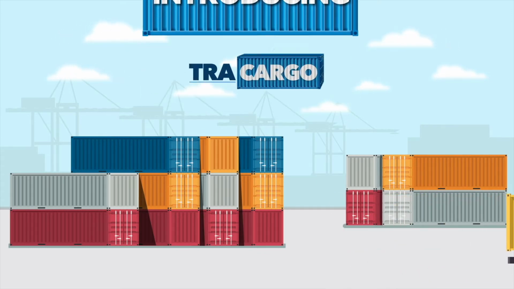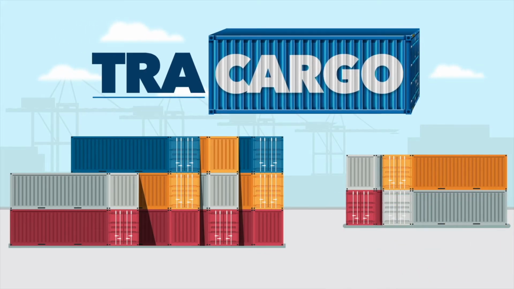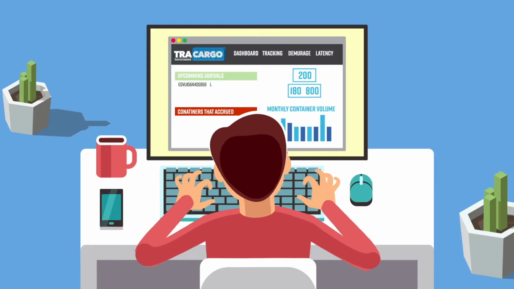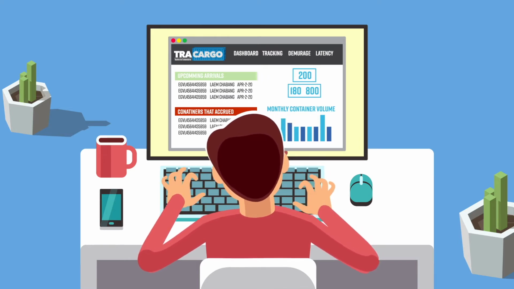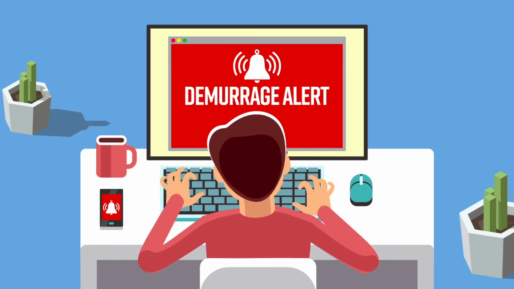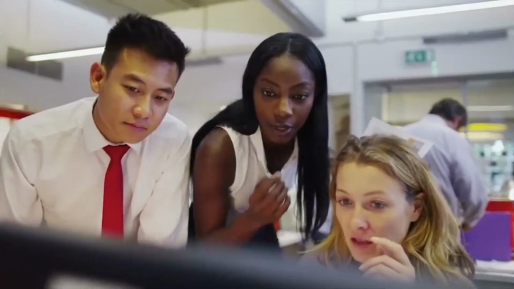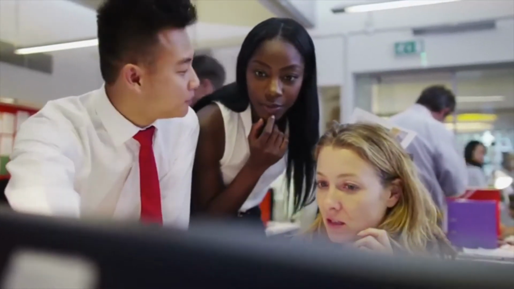Introducing Tracargo, the first automated web application that tracks and checks up on all your sea shipments. Tracargo constantly obtains the latest information from the web and notifies you of any change or delay that may have occurred, all based on your bill of lading number.